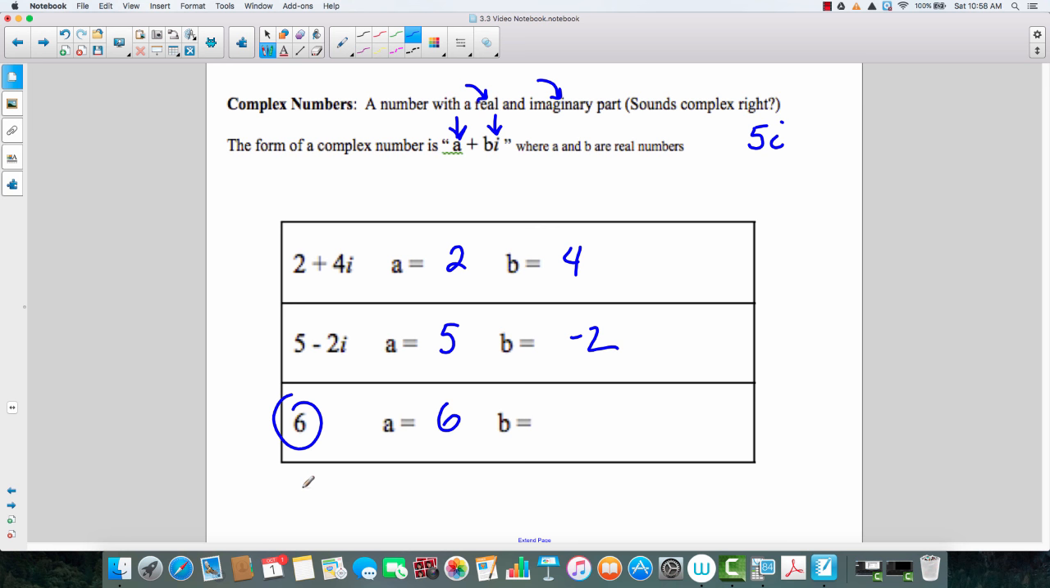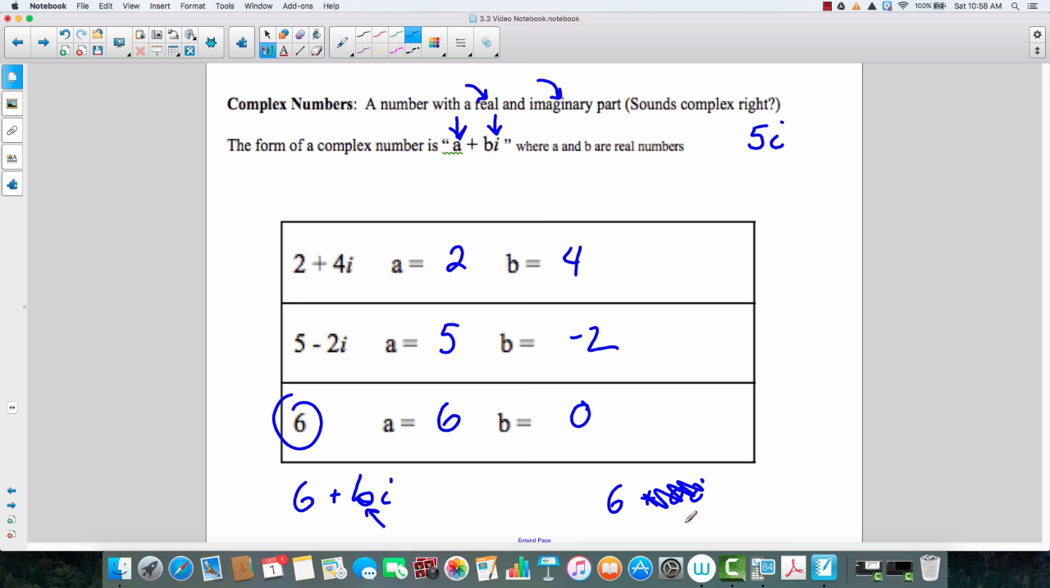Just think about it. How would I get BI out of here? What would my value of B have to be so that it would be gone? 0. Pretty cool. So the number 6, believe it or not, can be written as 6 plus 0i, if you want to write it like a complex number. But I mean, who does that, right? This is gone. Just wanted you to see.